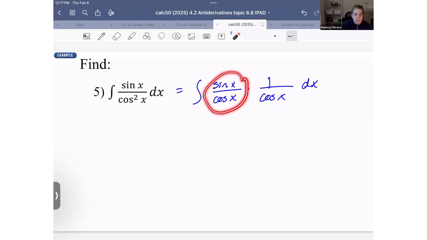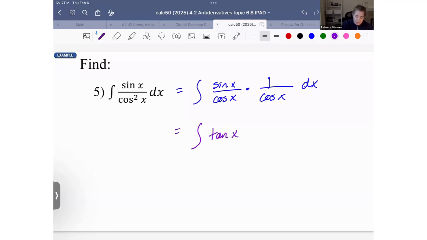So then let's simplify. What is sine over cosine? I don't know why I'm asking, because you guys are all muted, but sine over cosine, that's tangent. So that will be tangent of x. And then 1 over cosine of x is secant of x. And then you can look back at your rules and see that the antiderivative of tangent times secant is secant plus c.